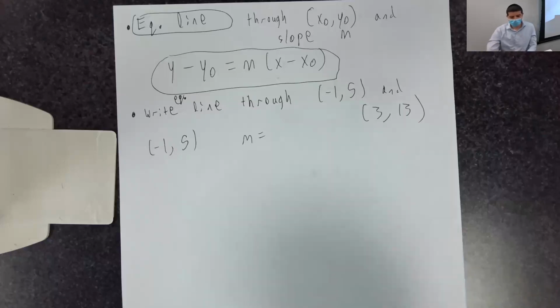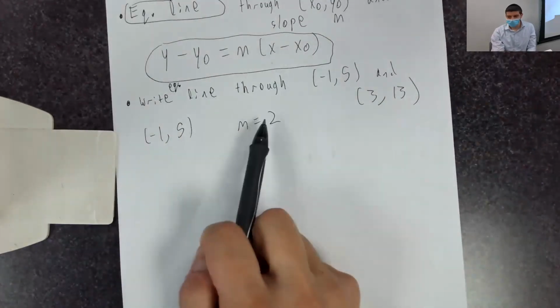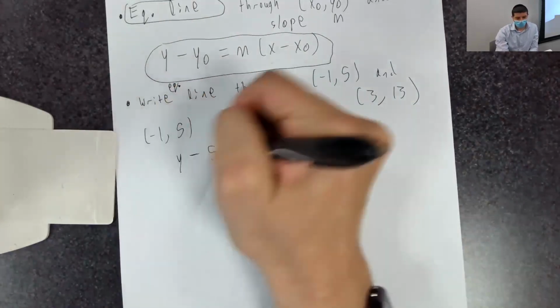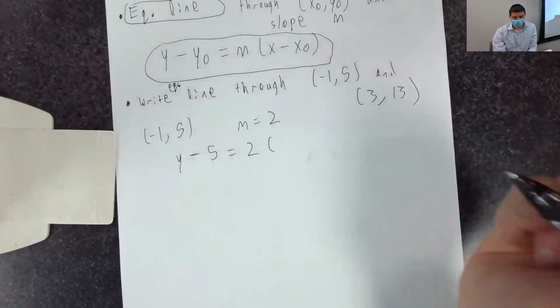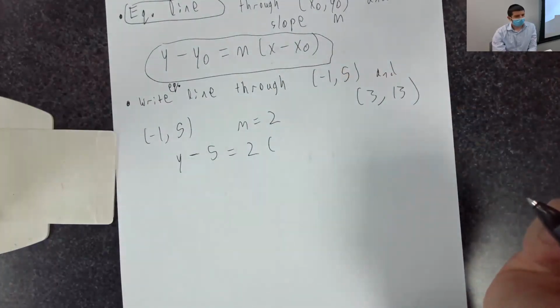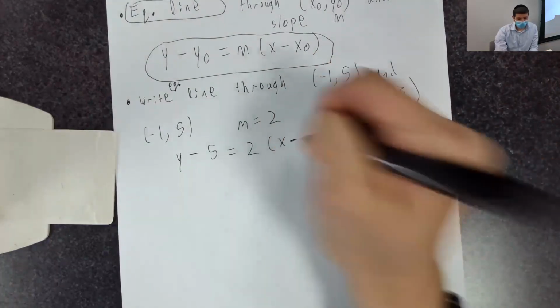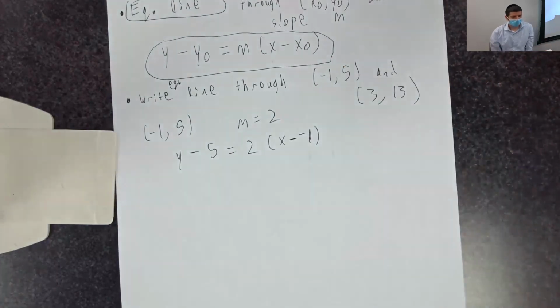Okay, so we already got that the slope was 2. So all you have to do, pick whatever point you like, as long as you have the slope. So y minus 5 is equal to 2, which is the slope. What should I write? x minus -1, exactly. -1.